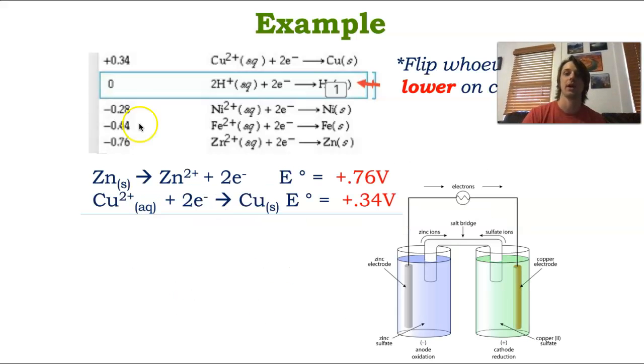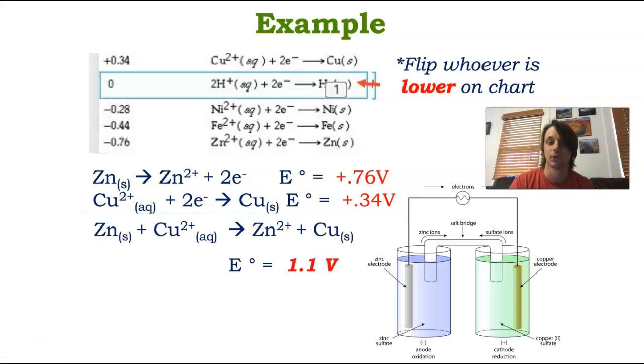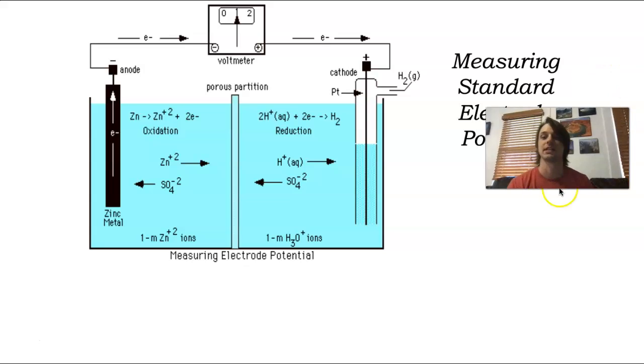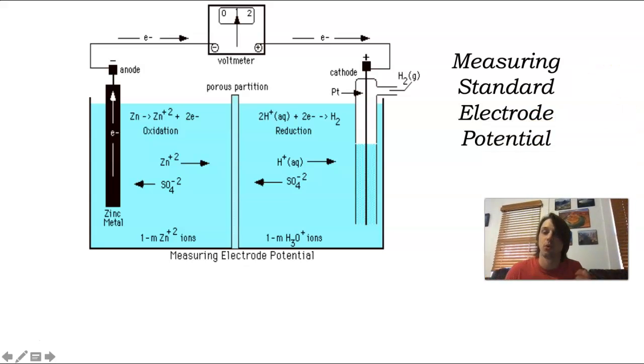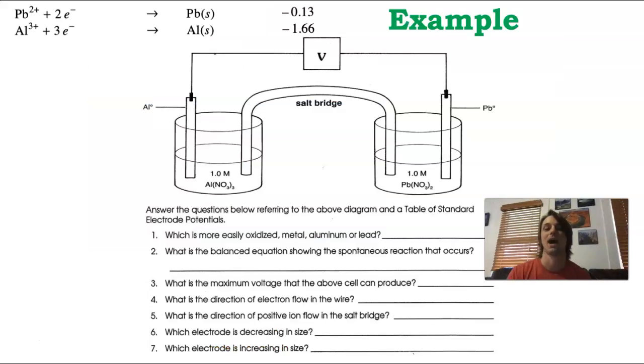All right, flip whoever is lower on the chart, and add them up. Okay? You would always flip the anode here. All right? So we're going to do a few of these, and this is essentially the first portion of redox reactions, determining voltage. Okay, so potentials again are always measured against that hydrogen ion, which is arbitrarily assigned a voltage of 0. So all of these voltages are measured in reference to hydrogen.